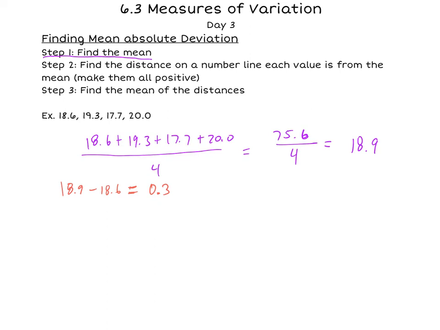Now, let's do the next one. You're going to take 18.9 minus 19.3. What does your calculator say? Negative 0.4. We're going to make it positive. Okay? So your calculator says negative 0.4. We're going to make it positive. So just make it 0.4. So you're going to subtract the numbers, make all your answers positive.